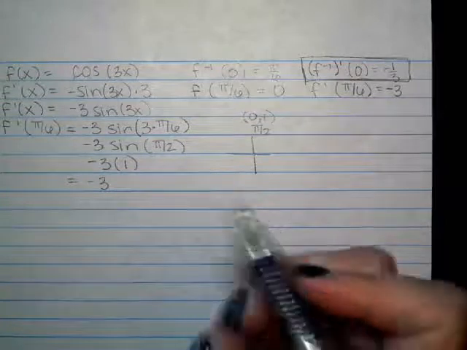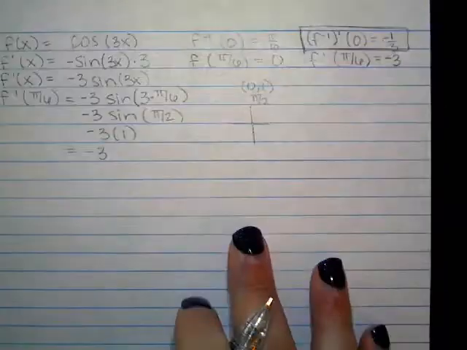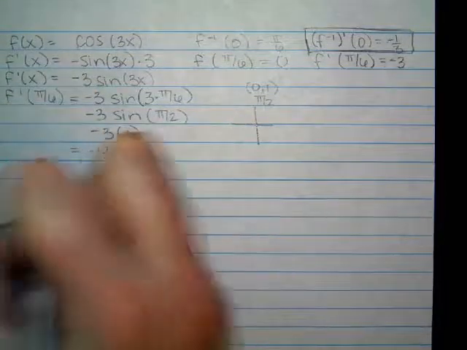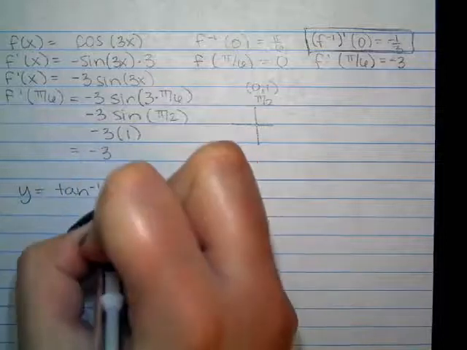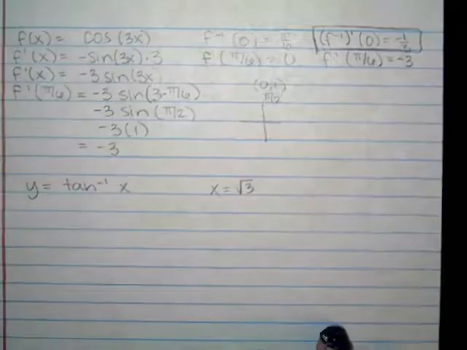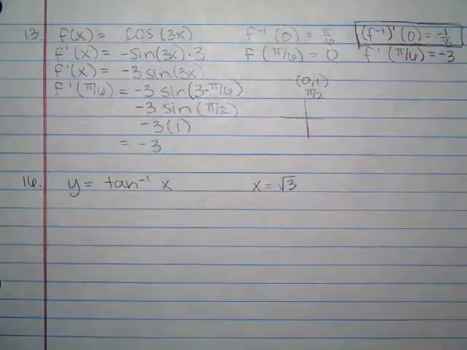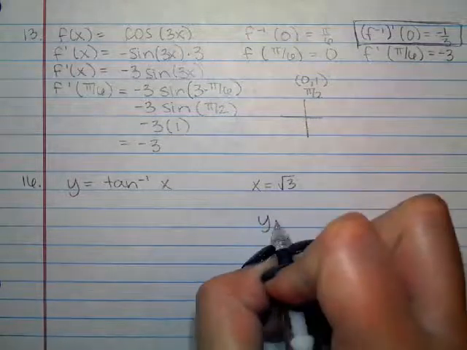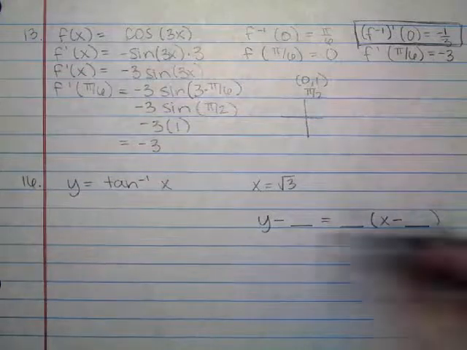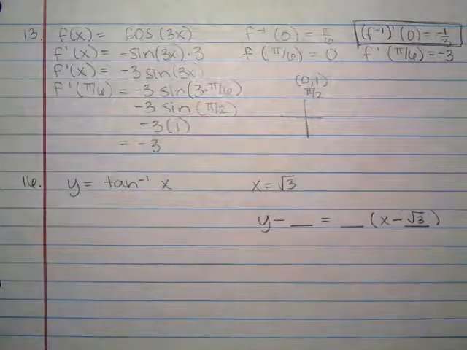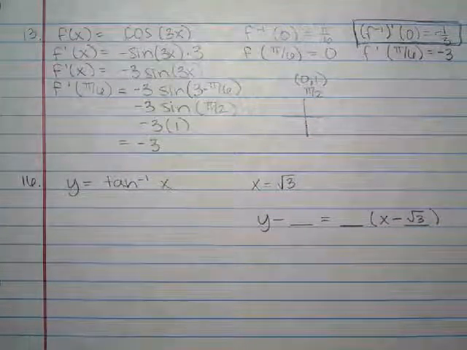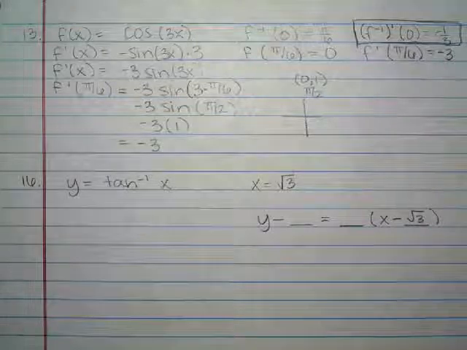So what is the equation for the tangent line if you have y equals tan inverse of x at x equals √3? If we're going to do the tangent line, we need to have y minus the y-coordinate equals the slope times x minus the x-coordinate. We know the x-coordinate is √3, so we already have that plugged in there. So we still need to find the slope. We still need to find the y-coordinate. Do you guys want to find the slope first, or do you want to find the y-coordinate first?